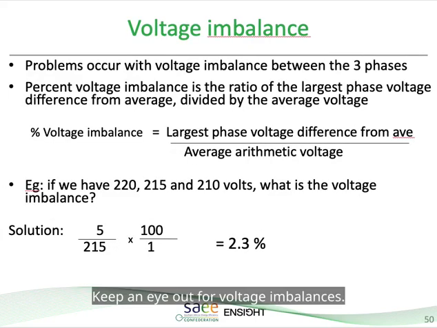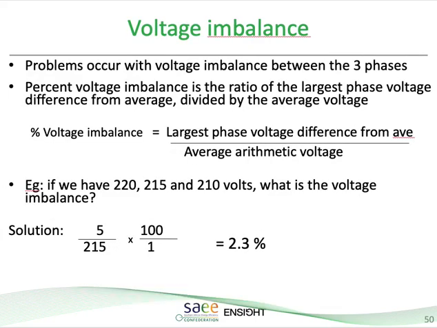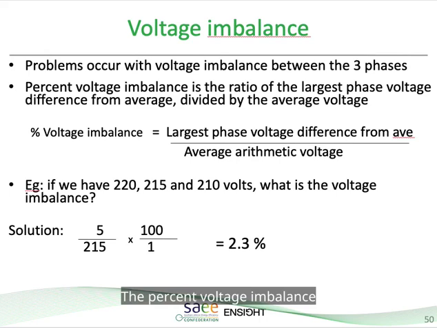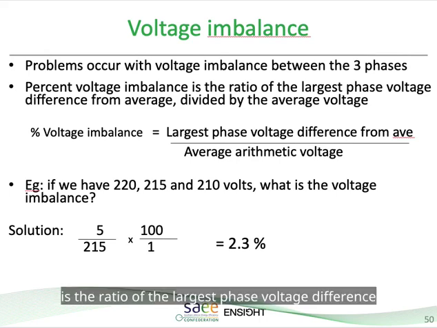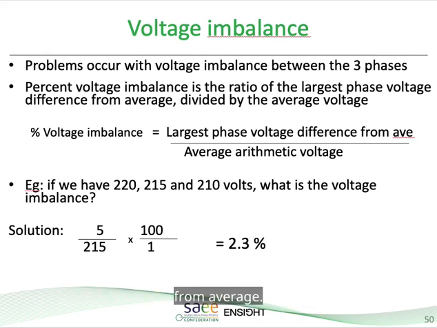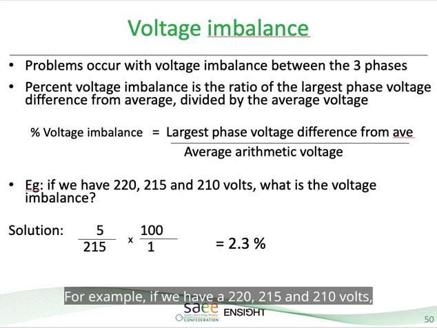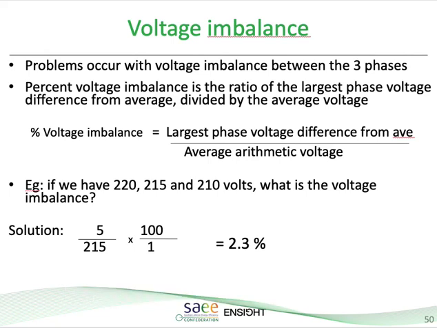Keep an eye out for voltage imbalances. The problems occur with voltage imbalances between three-phase loads. The percent voltage imbalance is the ratio of the largest phase voltage difference from average, divided by the average voltage, as displayed in the formula below. For example, if we have 220, 215 and 210 volts going to a motor, what's the voltage imbalance? In the end, it's a 2.3% imbalance.